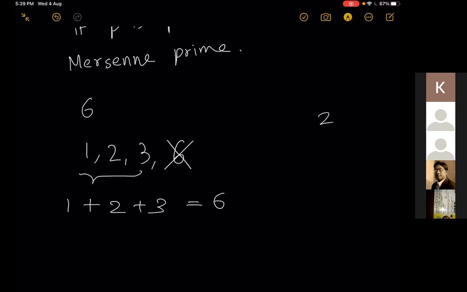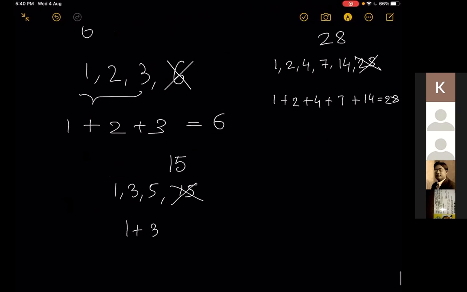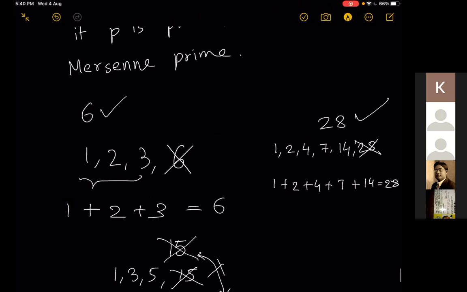Let me take another example. 28. What are the factors of 28? 1, 2, 4, 7. What else? Sir, 14. 14, 28. Nothing else. Now if you remove 28 and add the others, 1 plus 2 plus 4 plus 7 plus 14, how much is it? 28. Now if you check for any other number, for example 15, the factors are 1, 3, 5, 15. If you remove 15, 1 plus 3 plus 5 equals 9. This is not equal to 15. So 15 is not a perfect number. But 6 is a perfect number, and 28 is a perfect number.